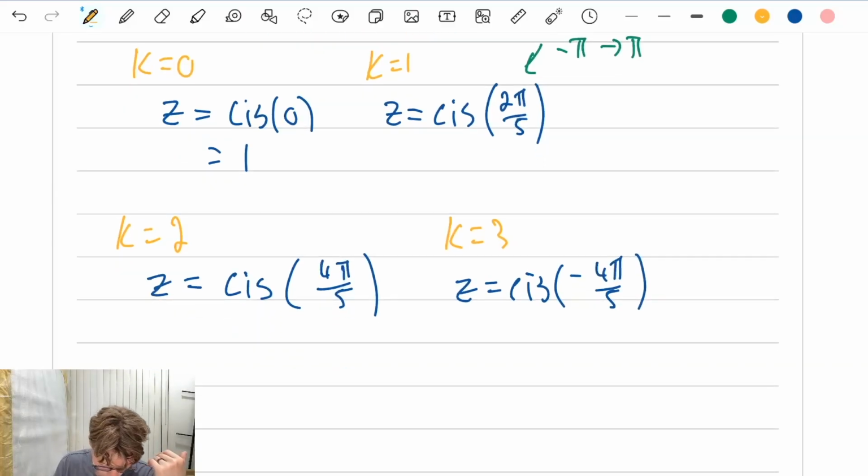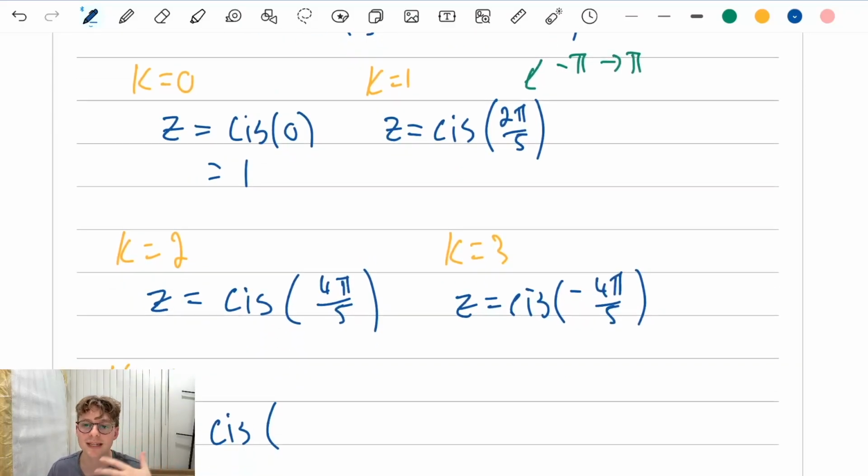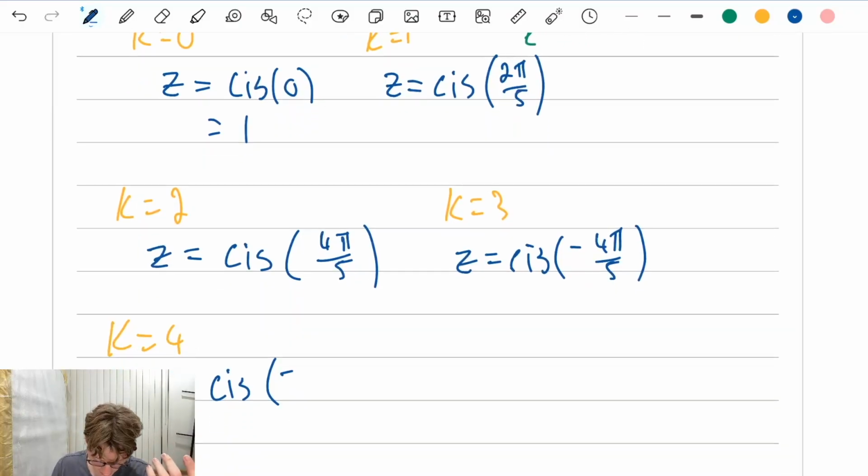And for the final solution, when I do k is equal to 4, I guess I could stop, but I'm going to talk about pairs, so I may as well do all 5. I get z is equal to cis of, I'm timesing by 4, it's going to be 8 pi on 5. Again, I can make this negative, and I get negative 2 pi on 5 here.